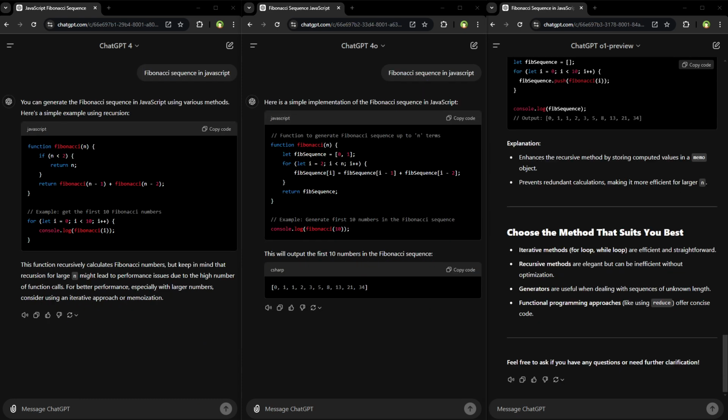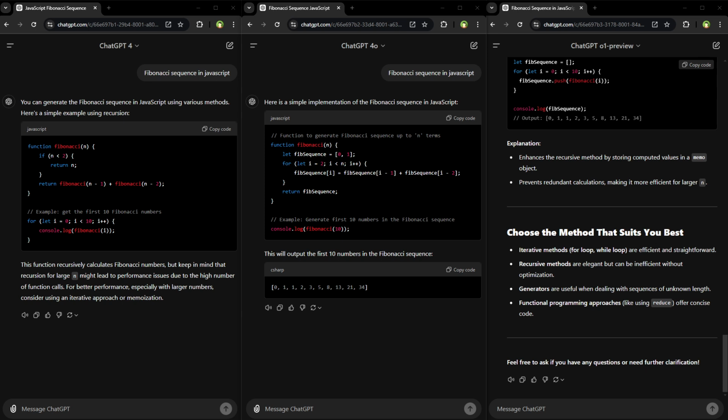Our last question was Fibonacci sequence in JavaScript. All three answers correctly explain how to generate the Fibonacci sequence in JavaScript, but they differ in clarity, efficiency, and variety. Answer from ChatGPT 4 uses a simple recursive function, but it lacks efficiency, especially for large values of n, and the explanation hints at performance issues without offering alternative methods.